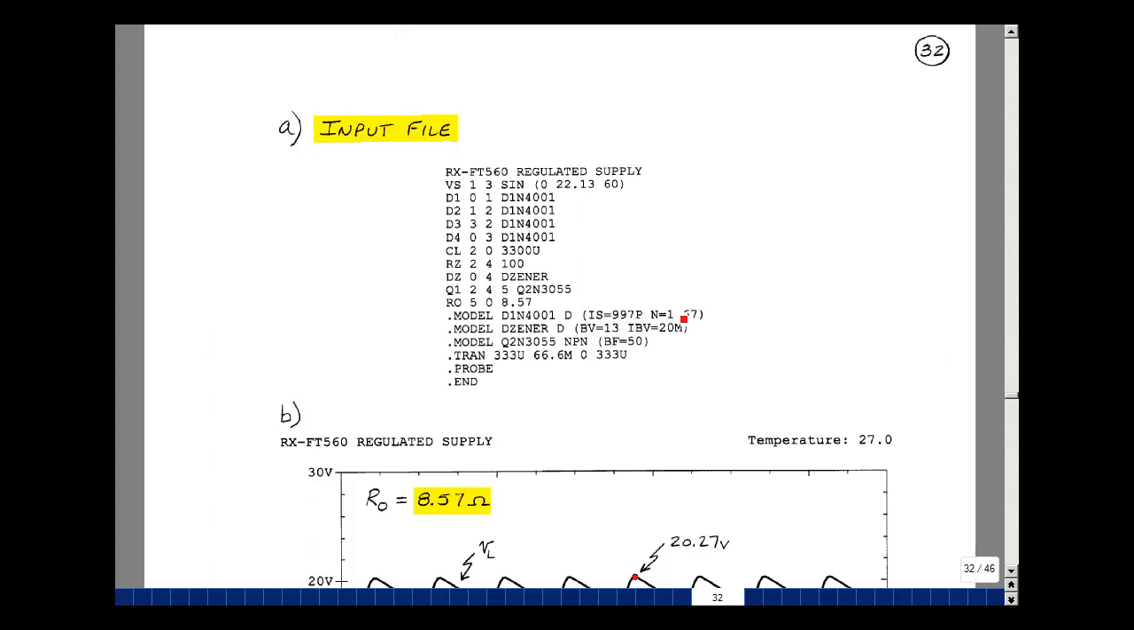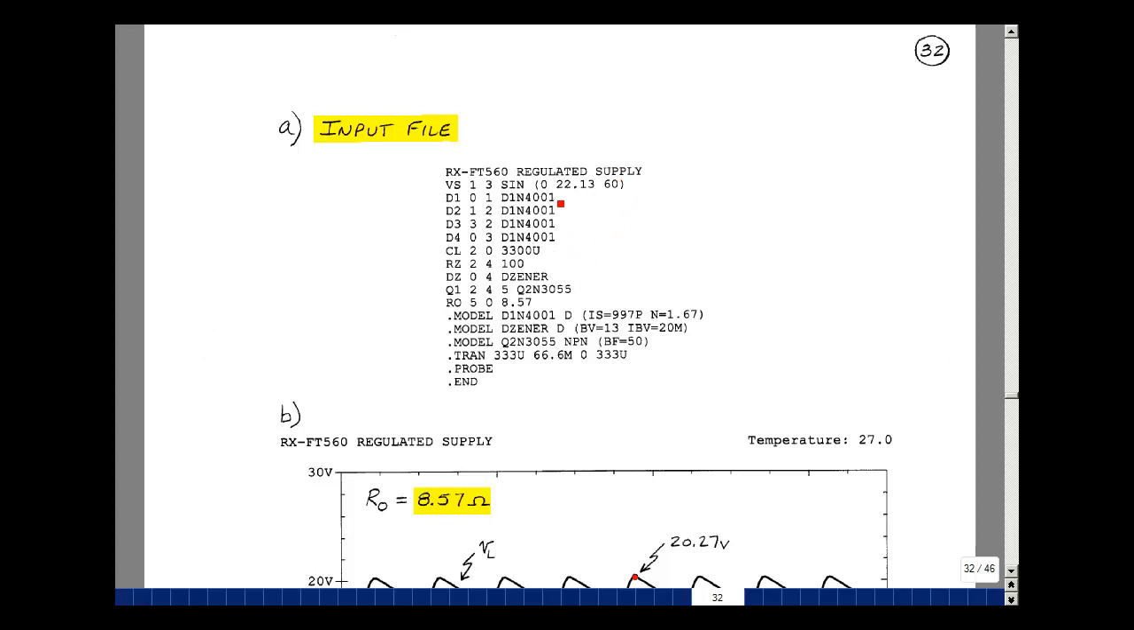Here's my PSpice file. So I've got a title. Replace the transformer by a voltage source between nodes 1 and 3 of a sine wave with an average value of 0, and then a peak value of 120 volts RMS times the square root of 2, now divided by 7.67, our turns ratio of our actual transformer, and then a 60 hertz frequency.